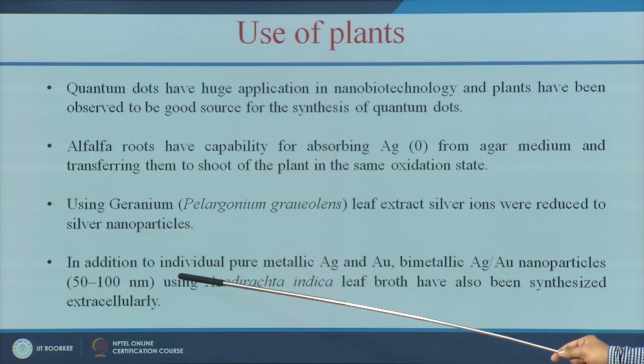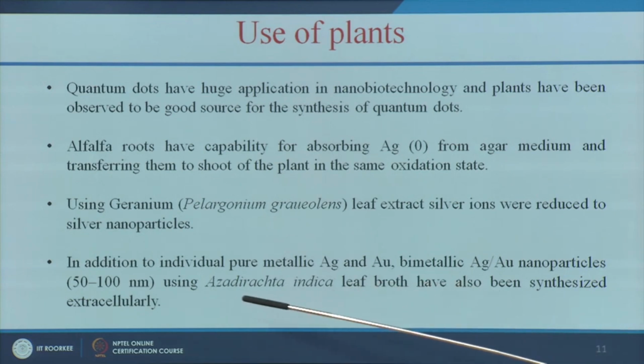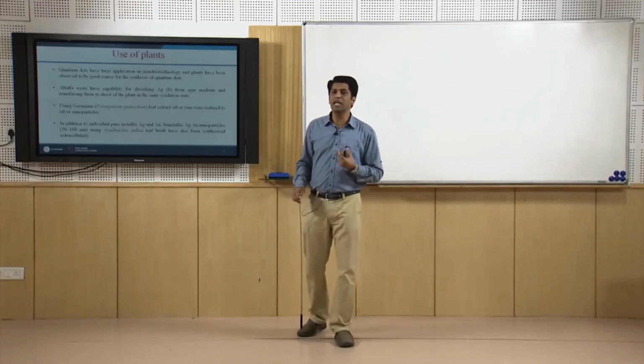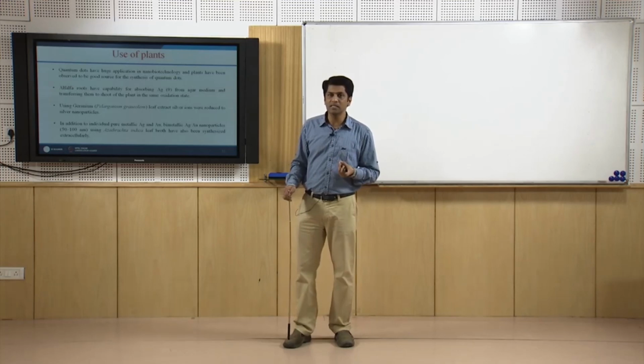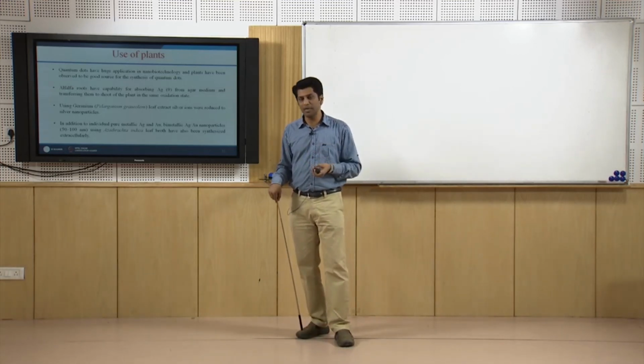In addition to that, we can also make silver-gold bimetallic nanoparticles using indica leaf extract broth, which can be useful for synthesizing these bimetallic nanoparticles extracellularly. So similarly, plenty of examples are available. We can use any microbes or any plant, and we can make metal nanoparticles or any kind of nanoparticles.